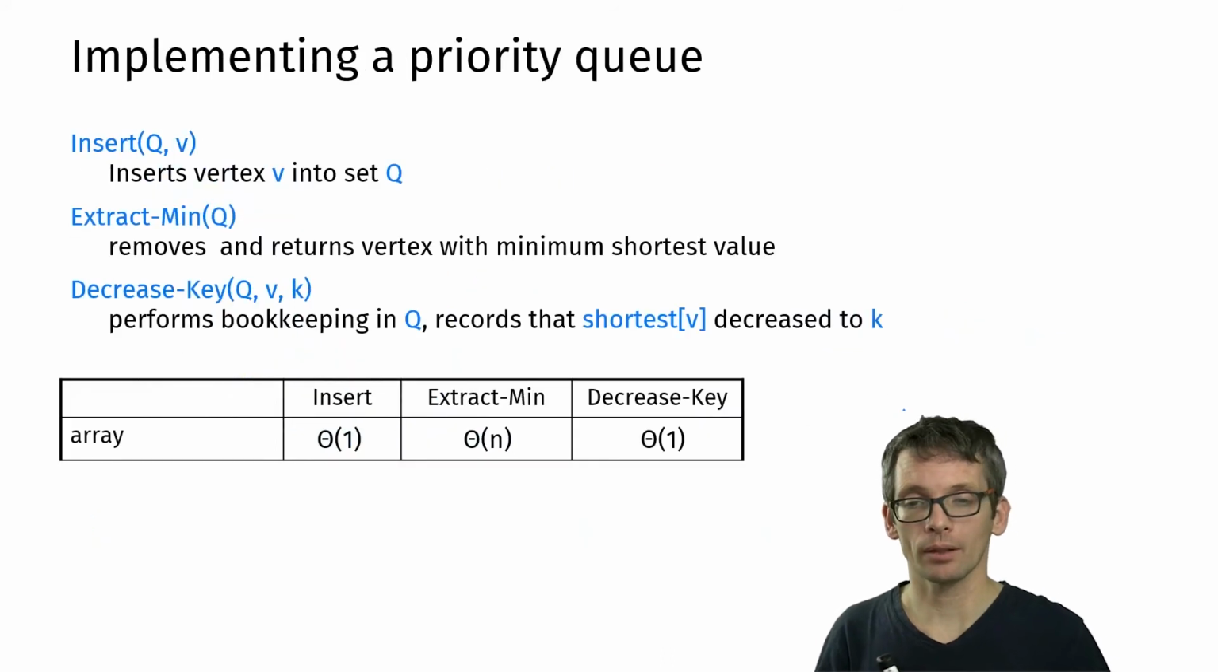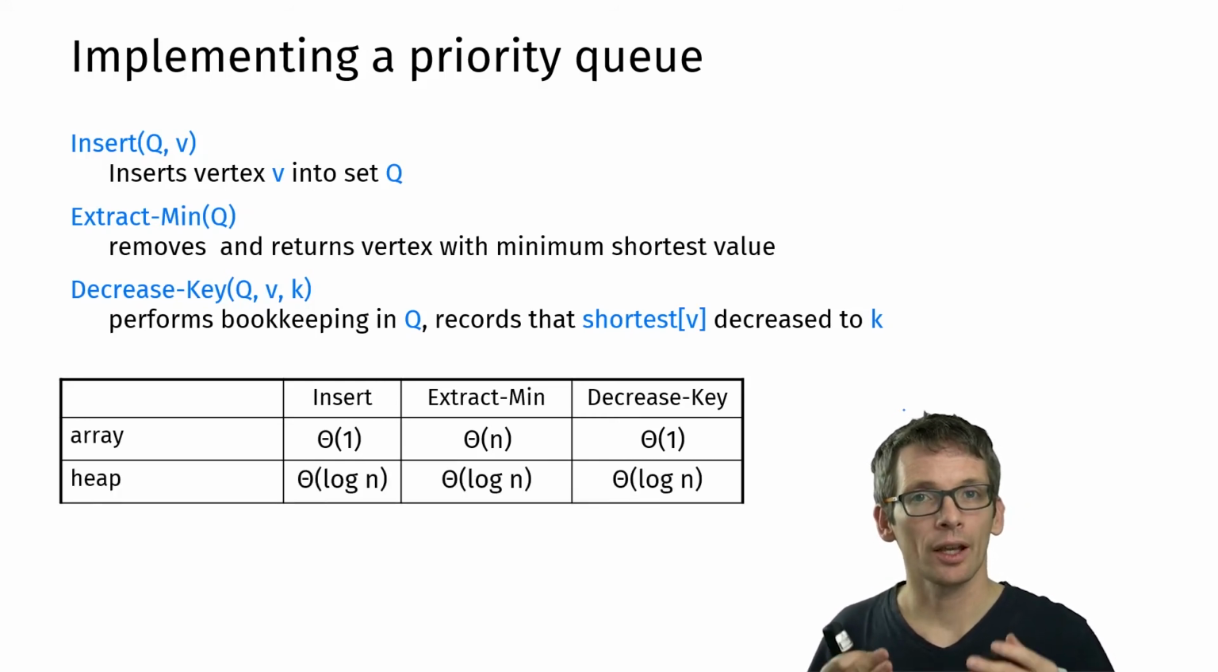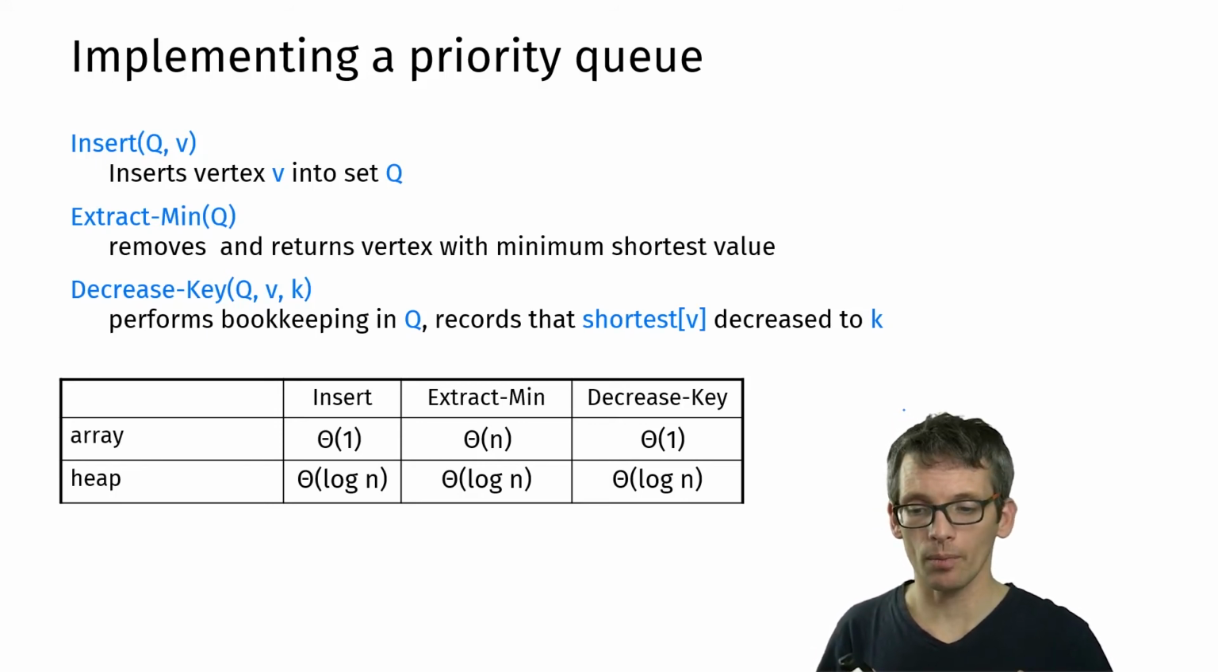Let's try to do that better. And the better option might be, or hopefully is, a heap. In a heap I get all of these operations in log n time. And as a quick reminder, what is a heap?